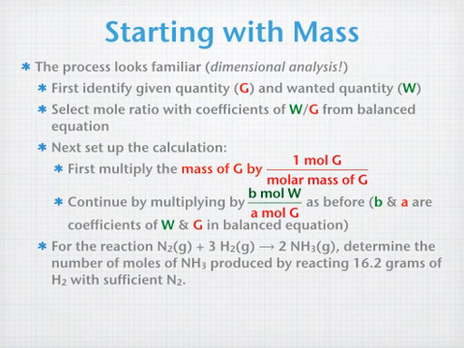So for the reaction, nitrogen and 3 hydrogen react to form 2 ammonia gas. Let's determine the number of moles of ammonia that are produced by reacting 16.2 grams of hydrogen with sufficient nitrogen. And again, that word sufficient is just there to mean that you can ignore the nitrogen. There's more than enough of it to go around. So the first thing we're going to do is set up our question mark, and the number of moles of the ammonia is equal to how many moles of 16.2 grams of hydrogen.